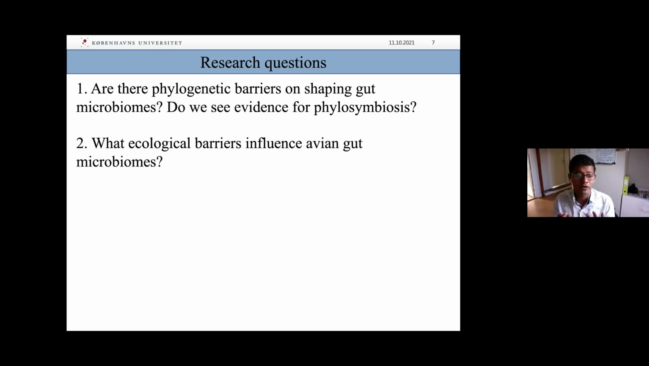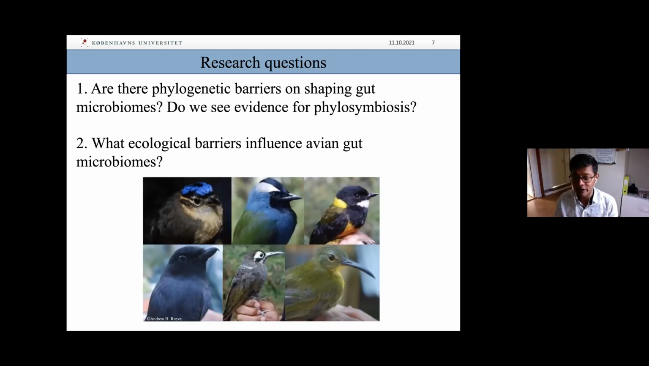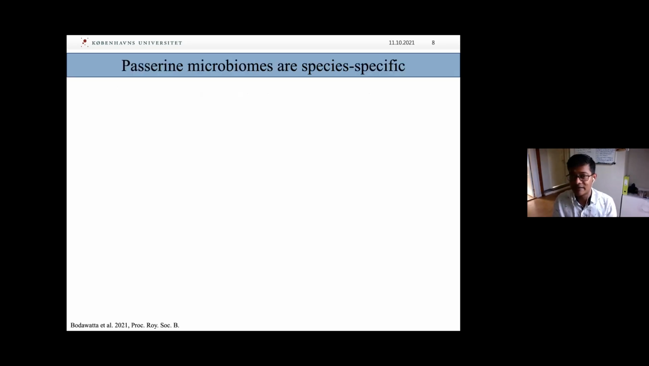And then I also wanted to look at what other ecological barriers influence avian gut microbiomes. To do this, I used passerine birds from Papua New Guinea, multiple different species, and tried to investigate their cloacal microbiomes. And to answer the first question, I used 37 passerine bird species from Papua New Guinea.